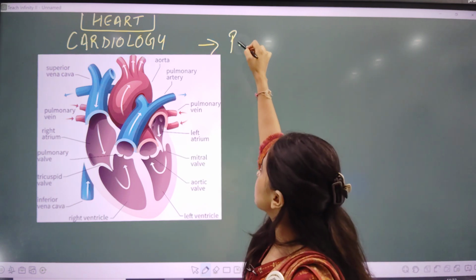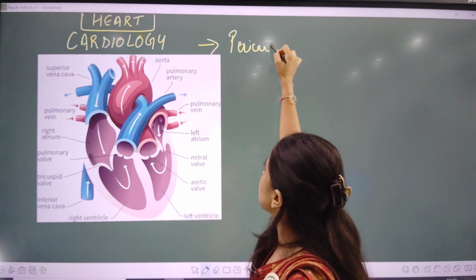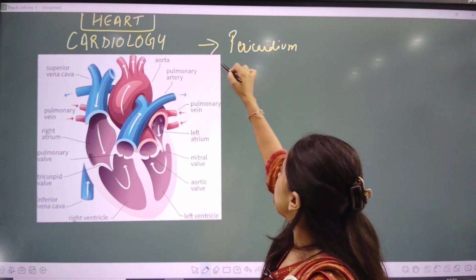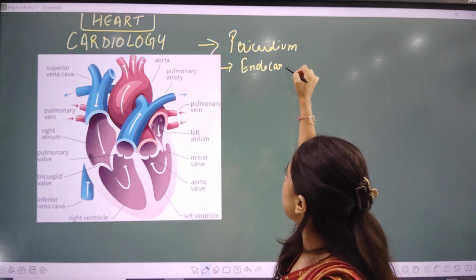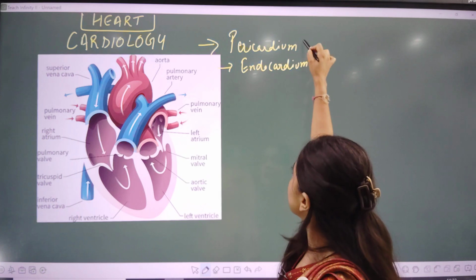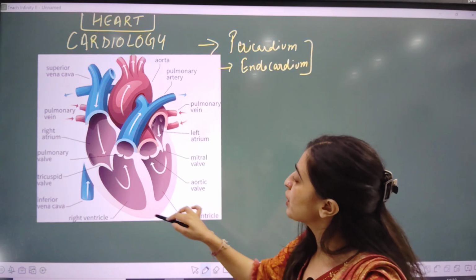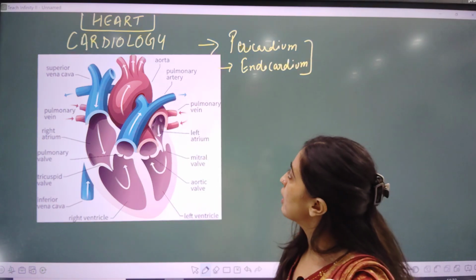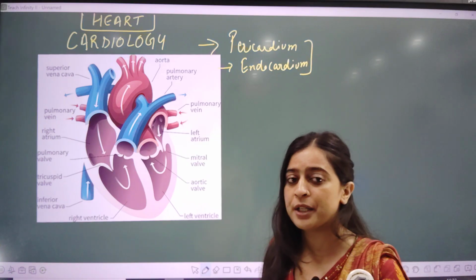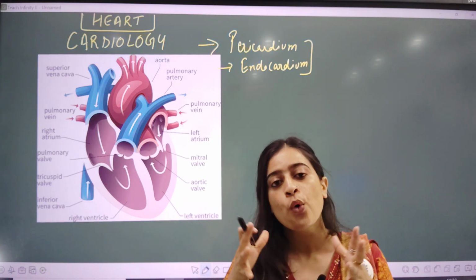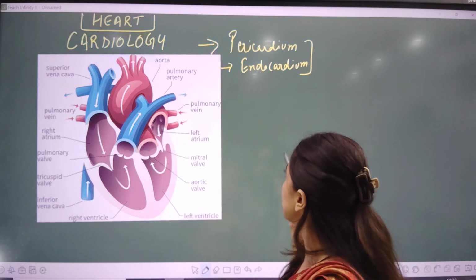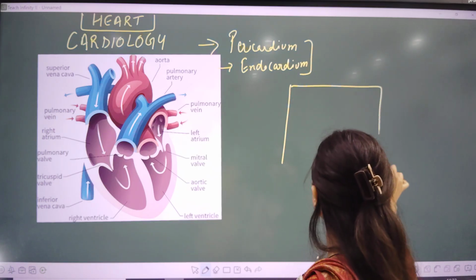The outer covering of the heart is called the pericardium. And the innermost layer of the heart is called the endocardium. So the pericardium is the outermost protective covering of the heart, and the innermost layer is the endocardium. As you know, the human heart is a four-chambered heart.